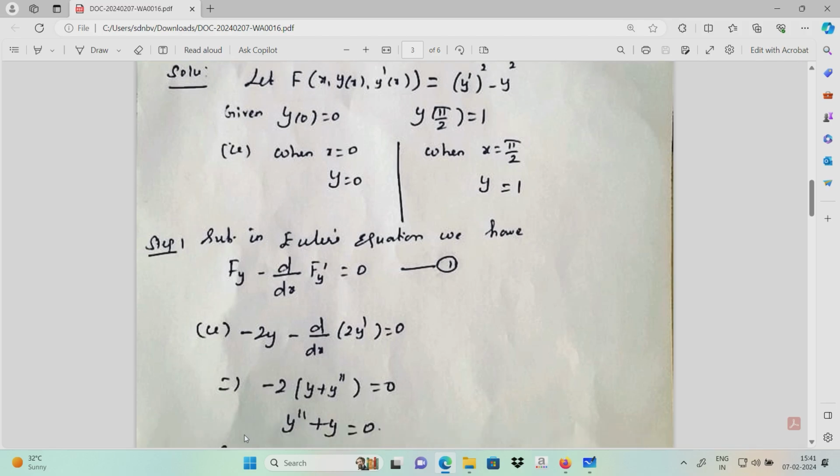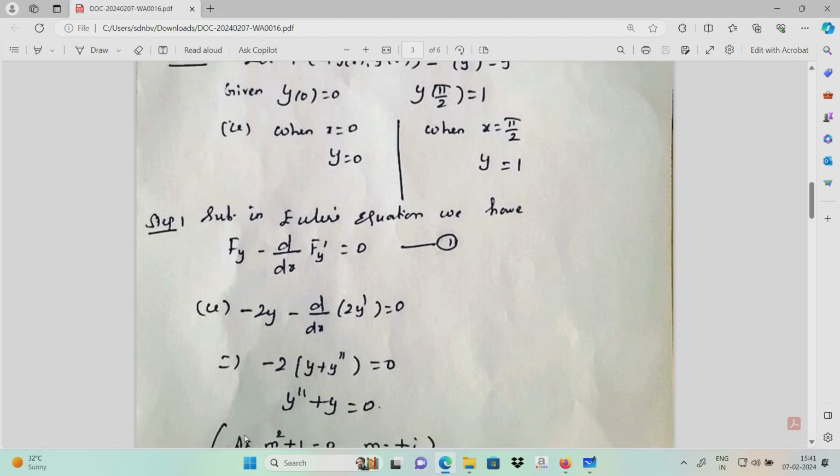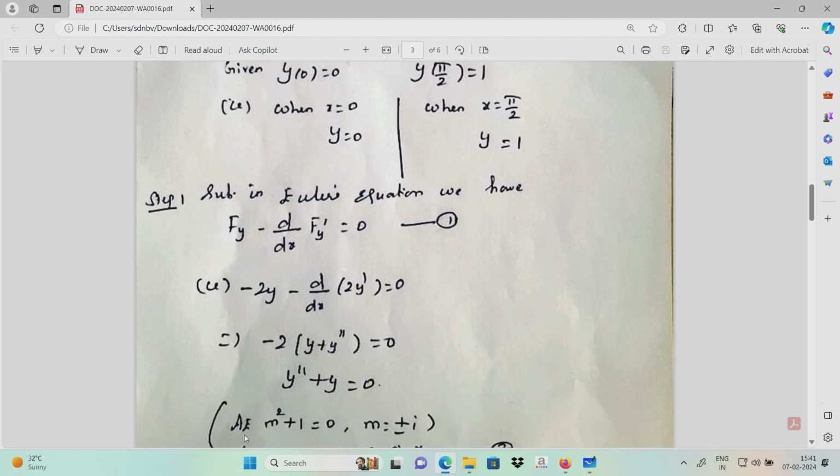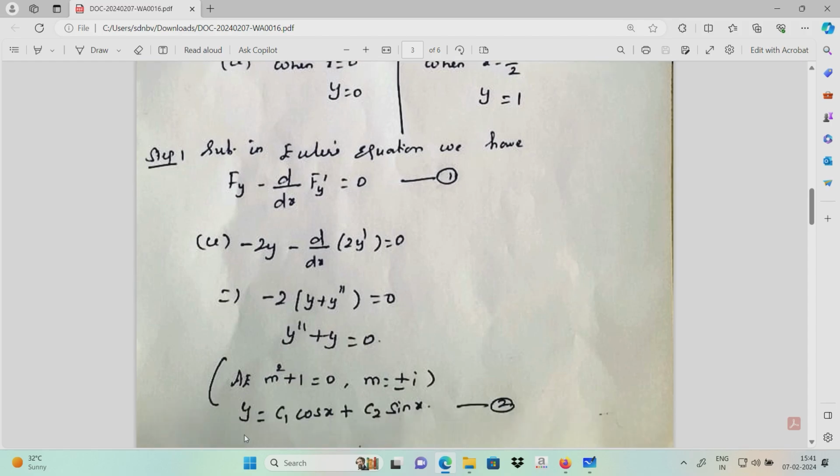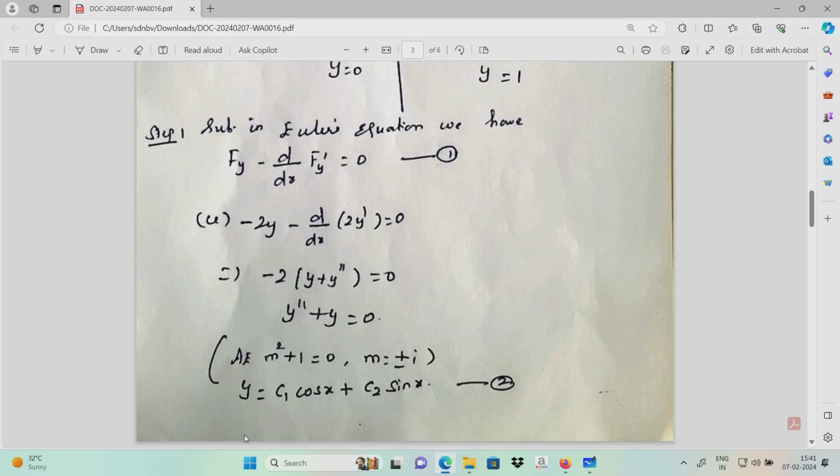Then by substituting in 1 we get minus 2y minus d by dx of 2y dash equal to 0. So we can rewrite it as y double dash plus y equal to 0, because your minus 2 cannot be 0. Now we have to solve this differential equation. Yes, how do we solve it? So apply the auxiliary equation and find the complementary function. We get y is equal to c1 cos x plus c2 sin x.